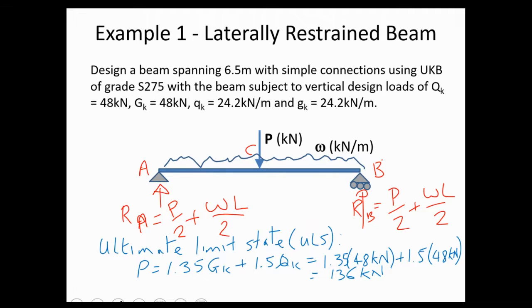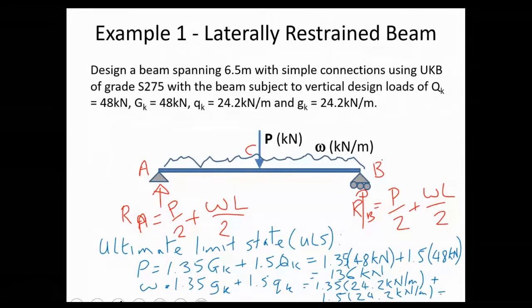And again, omega is equal to 1.35 small gk plus 1.5 small qk. So that's 1.35 times 24.2 kilonewtons per meter plus 1.5 times 24.2 kilonewtons per meter, which equals 69 kilonewtons per meter. Okay, so that's the factored up load.